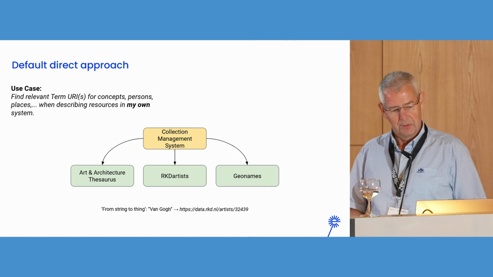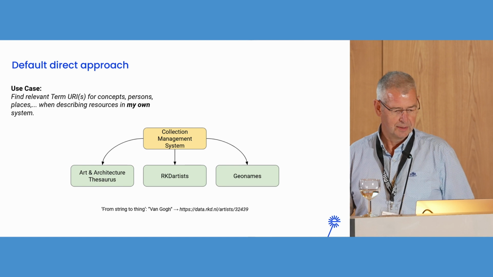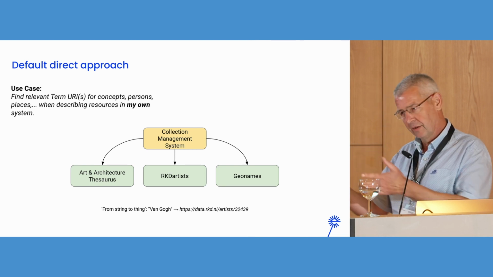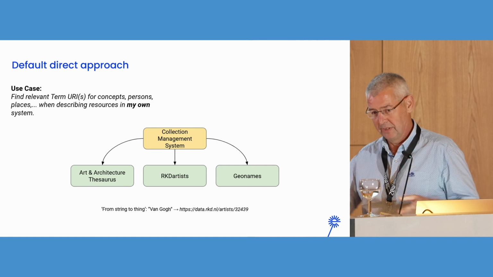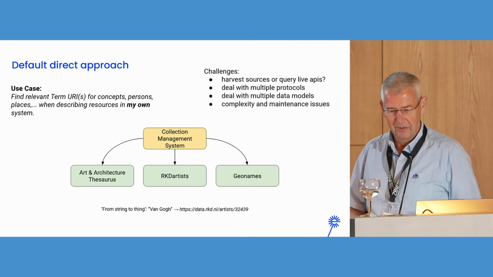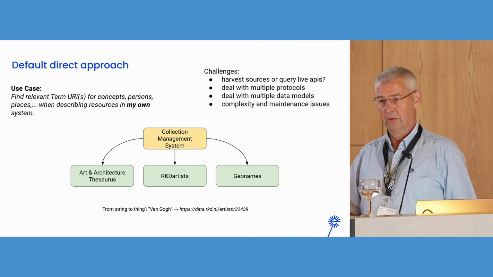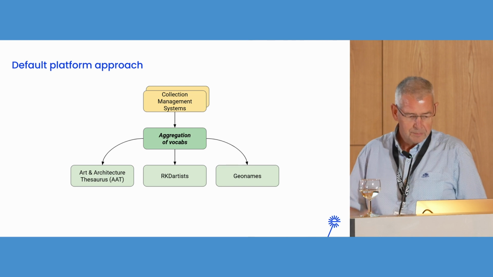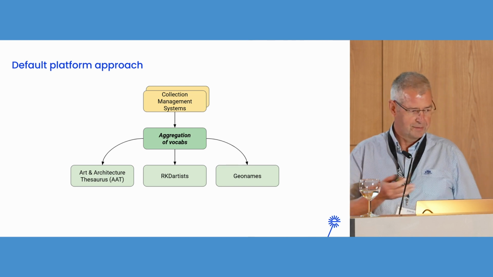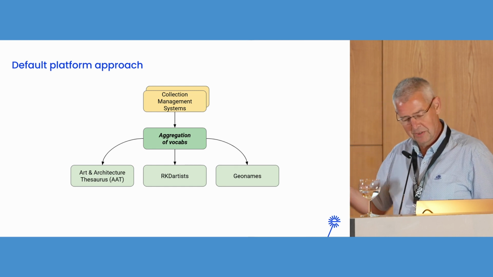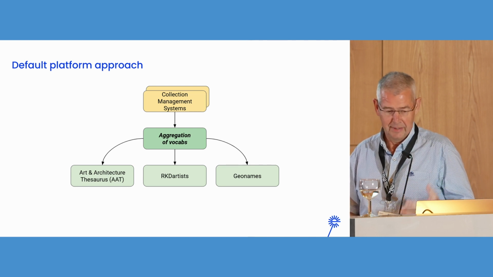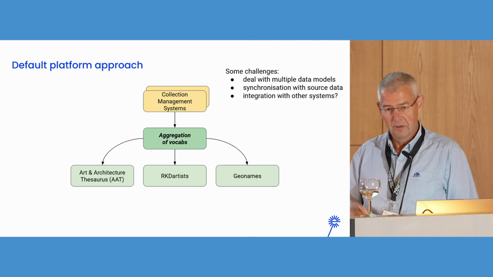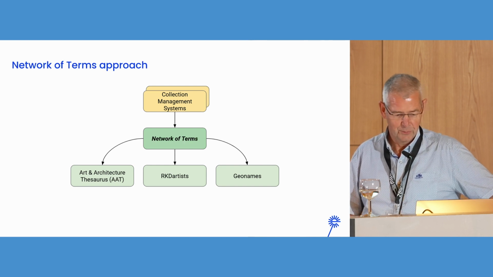Well, the default approach for building a system like this, where you can find the URI that matches a string, is to directly integrate all the different APIs within your system. Well, that is, as we all know, very hard work to do, and creates a lot of challenges. Another approach, and I think that resonates with the picture and with the talk we had before as well, is building platforms where you aggregate the data and then offer an interface to all different systems. But still, that's quite heavy to do.